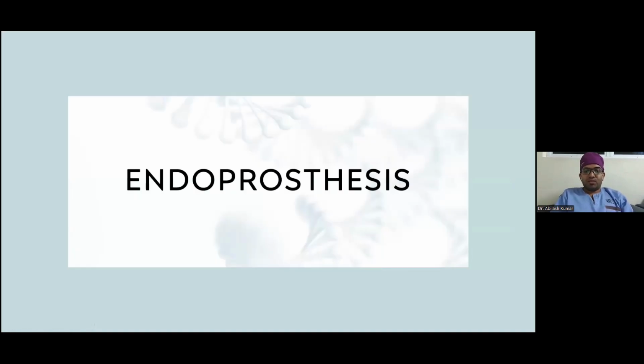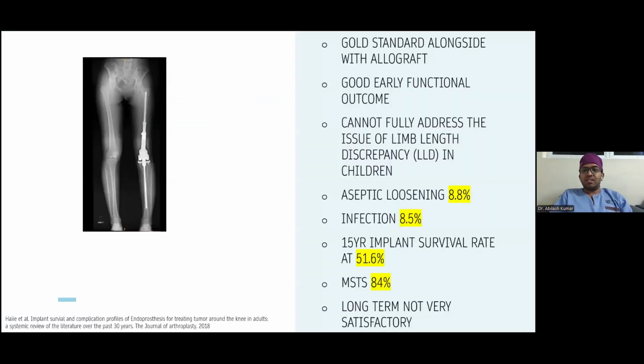Okay, so first things first, let's look at the types of endoprosthesis we use in our practice. Endoprosthesis now is the gold standard alongside allograft. It has very good early functional outcome. However, in cases of pediatric reconstruction, sometimes we cannot fully address the issue of limb length discrepancy in children.